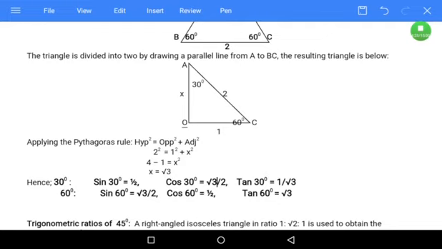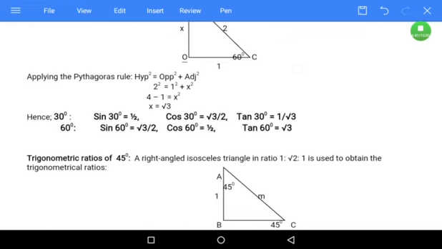Now, what is tan 30? Tan 30 should give us what? Tan is opposite over adjacent. 1 over root 3. And that's this. So you can say you don't want it to be in this form.